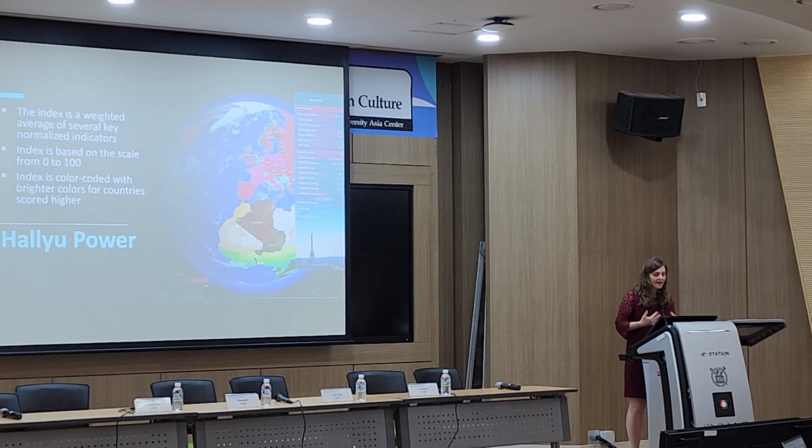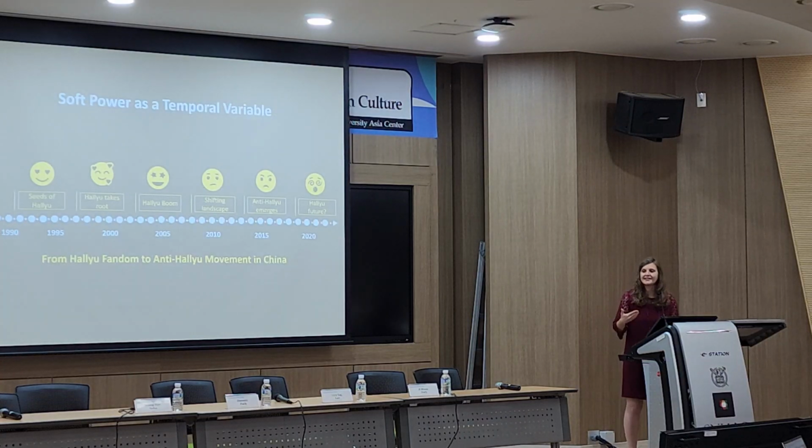That's why in our mapping approach, we use indices for each country. Each country receives a power index on different layers of mapping, and this index is a weighted average of several key normalized indicators. It's based on a scale from 0, the minimum, to 100, the maximum, and we use color coding and color depth mapping, with brighter colors indicating countries with higher scores. So each country receives a power score, and this score indicates to what extent people like or dislike Hallyu in terms of all these different mapping stages that we have.